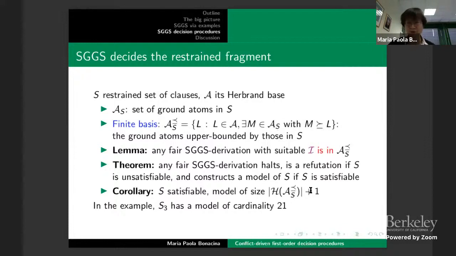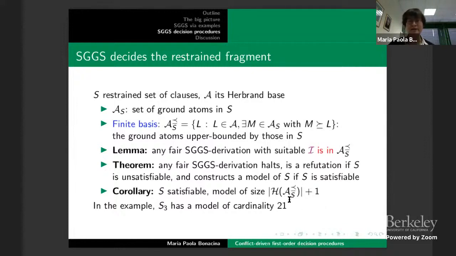And then we prove that any fair derivation by SGGS with a suitable interpretation, that is, if the set is positively ground preserving, it will be I minus, is in this basis. Therefore, it halts, and it is a decision procedure. And furthermore, if the set is satisfiable, it will have a model of this size.